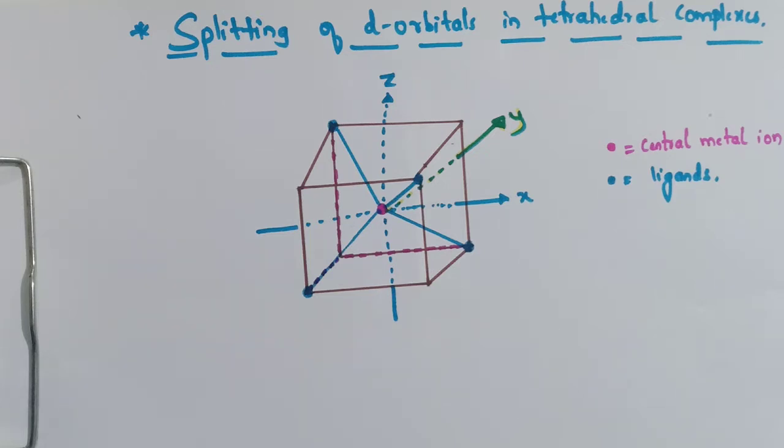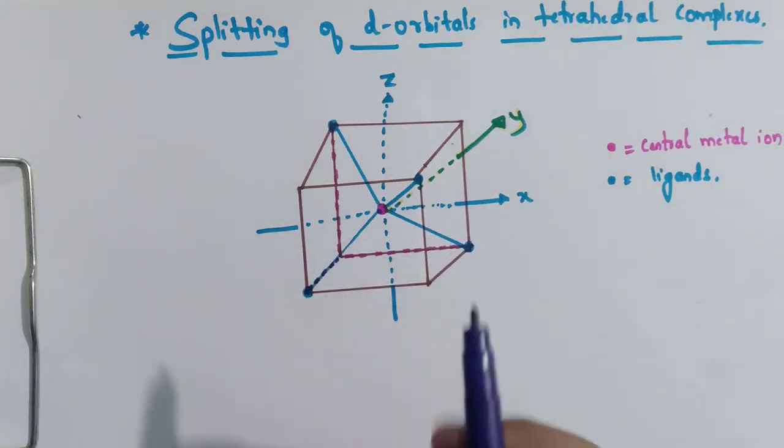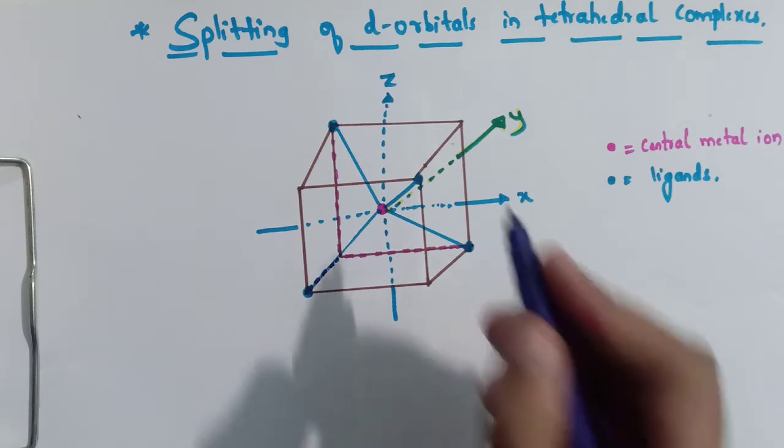Now coming to the splitting of d orbitals in the tetrahedral complexes. First, imagine a tetrahedron placed inside a cube. It is the cube. Imagine a tetrahedron that is placed inside the cube.